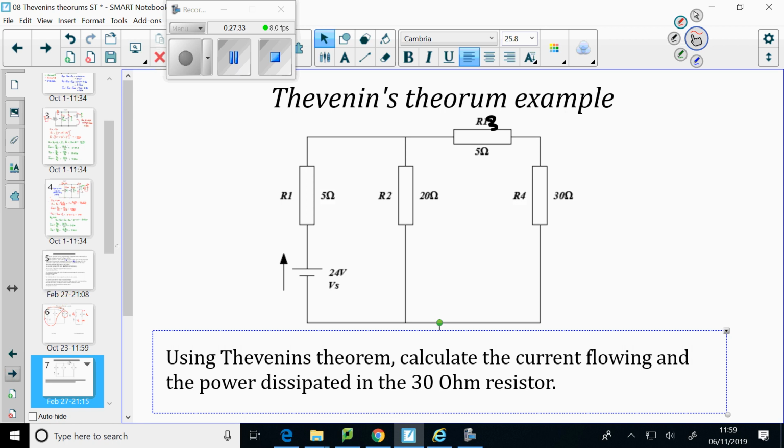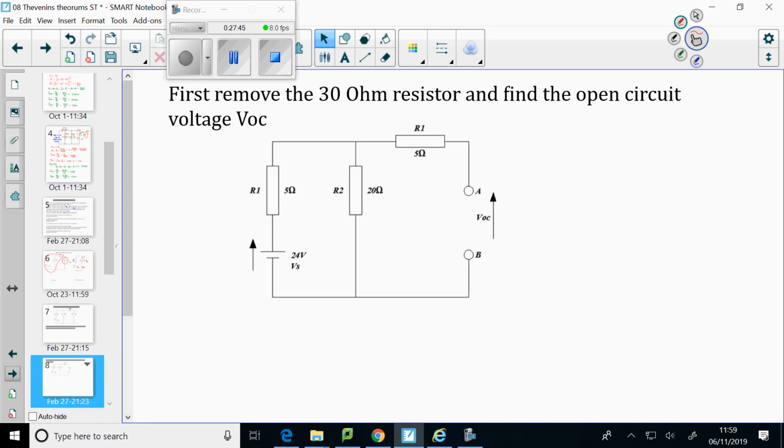Alright? So we're going to use Thevenin's theorem to calculate the current in this resistor here, R4. So what we do is we take that resistor out. Okay, we label the open circuit terminals A and B, and if we can calculate this VOC here, that is equal to the Thevenin voltage. So how can we do that using normal methods? What can you see there that we can calculate?